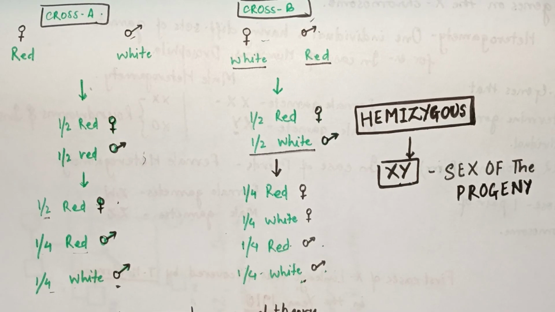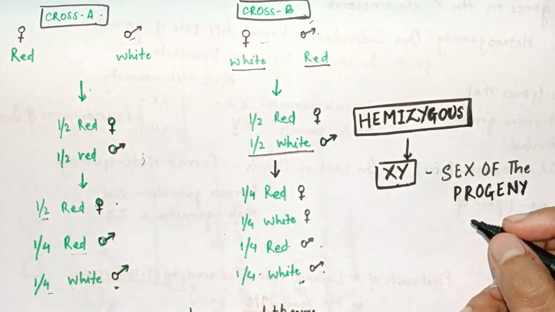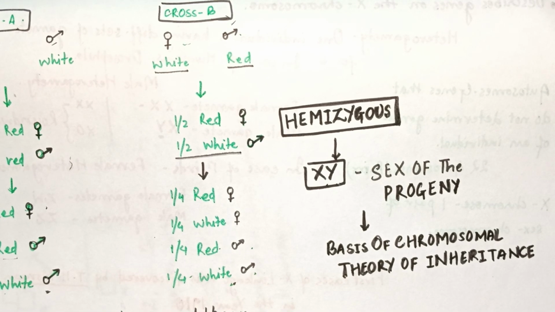Morgan and his student, Calvin Bridges, provided the basis of the chromosomal theory of inheritance. They provided solid evidence that genes are transmitted on specific chromosomes and they are present on specific chromosomes. And also, not the entire set of genes is transmitted from parents to offspring, but just specific genes are inherited from parents to offspring.